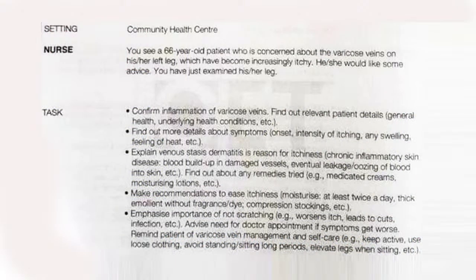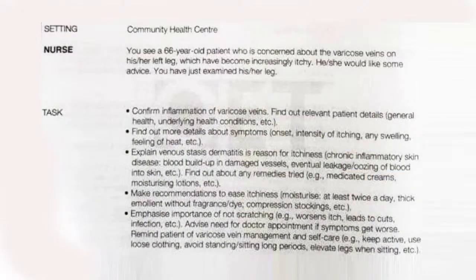Remind the patient of varicose vein management and self-care. Finally, we can give some supportive complementary measures by which they can manage the situation, like keep active, use loose clothing, avoid prolonged sitting and standing, elevate legs when sitting. All these measures we can suggest as complementary or supportive measures. Hope you're getting me.